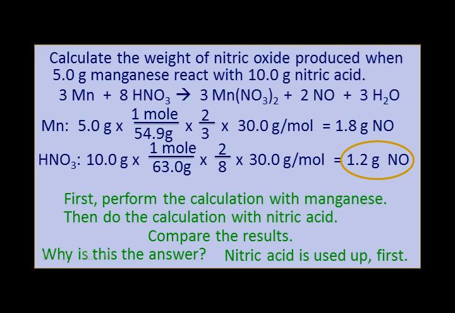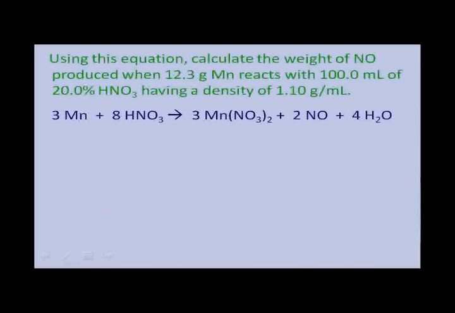It's the answer because you're going to run out of nitric acid just as soon as you produce 1.2 grams of nitric oxide. And you will not have run out of manganese because you have enough manganese to produce 1.8 grams of nitric oxide. So your limiting reagent is nitric acid, and your excess reagent is manganese. Got the idea?